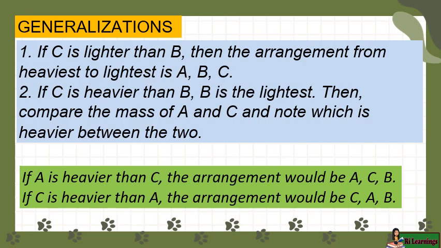One. If C is lighter than B, then the arrangement from heaviest to lightest is A, B, C. Two. If C is heavier than B, B is the lightest. Then, compare the mass of A and C and note which is heavier between the two. If A is heavier than C, the arrangement would be A, C, B. If C is heavier than A, the arrangement would be C, A, B.